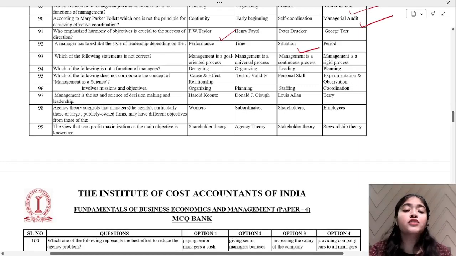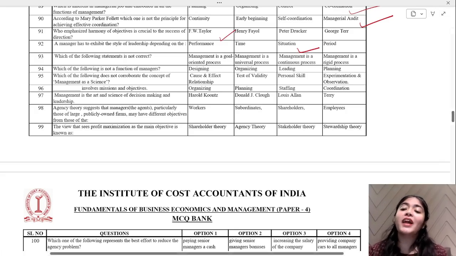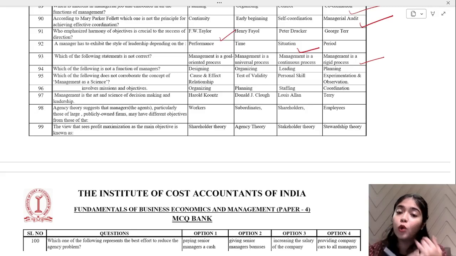Now, which of the following statement is not correct? Management is a goal-oriented process. Management is a universal process. Management is a continuous process. What they have said is not correct. Management is a rigid process. So that is right. Management is not a rigid process. It is goal-oriented. It is a universal process and a continuous one.